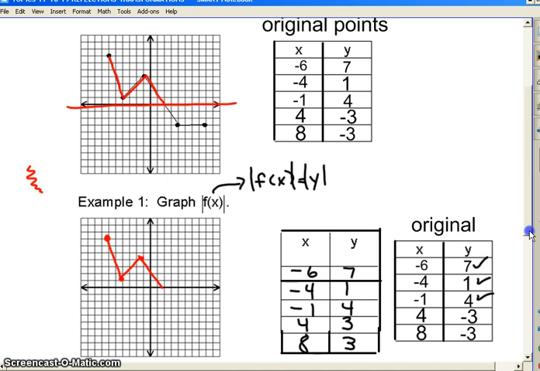Okay, and then I'm going to graph the two new points that I came up with, positive 4, positive 3, and then I'm going to connect that point there, and then positive 8, positive 3. So notice how my graph changed. The whole shape of it changed. Every value for the function that was negative came up above the x-axis.